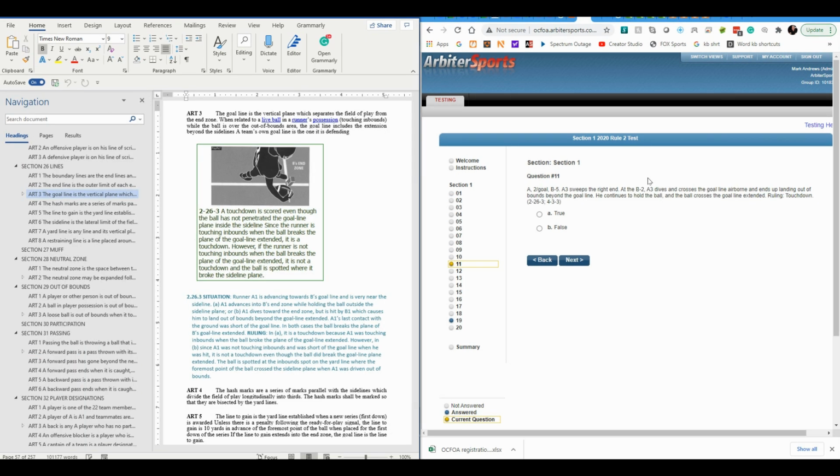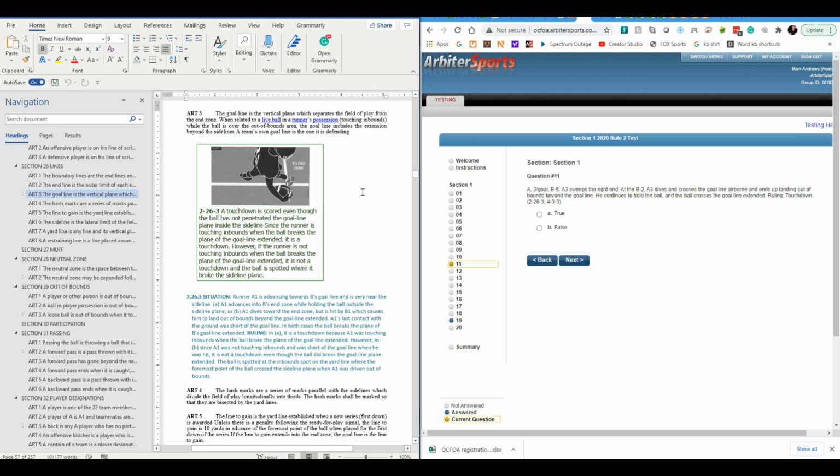Okay, question number 11. A, second and goal at the B5. A3 sweeps to the right end. At the B2, A3 dives and crosses the goal line airborne and ends up landing out of bounds beyond the goal line. He continues to hold the ball, and the ball crosses the goal line extended, ruling touchdown. Okay, so let's take a look at 2-2-6-3.